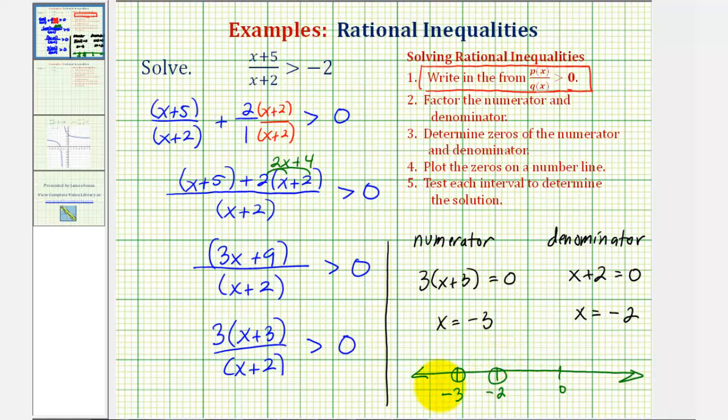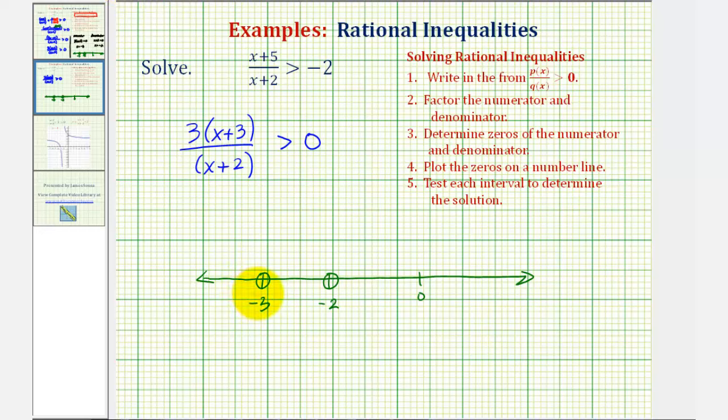So notice how we have 3 intervals to test: to the left of negative 3, between negative 3 and negative 2, and to the right of negative 2. Let's go ahead and do the testing on the next slide. And to test, we are going to use the factored form of the rational inequality when we're comparing it to 0. So to the left of negative 3, let's test x equals negative 4. Between negative 2 and negative 3, let's test x equals negative 2.5. And to the right of negative 2, let's test x equals 0.